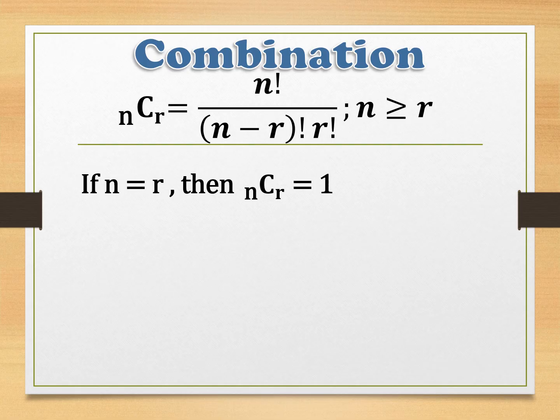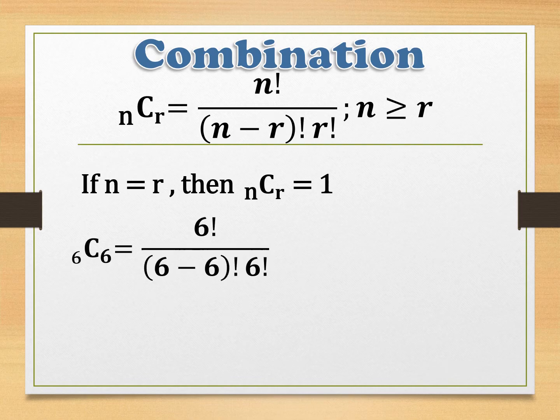If the value of n is equal to r, then the number of combinations of n objects taken r at a time is equal to 1. So let's have an example wherein we have the combination of 6 objects taken 6 at a time, which is equal to 6 factorial all over the quantity of 6 minus 6 factorial times 6 factorial.